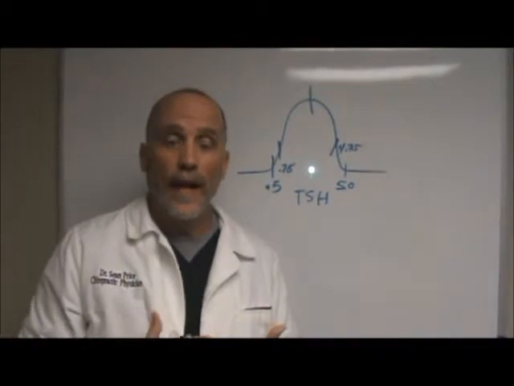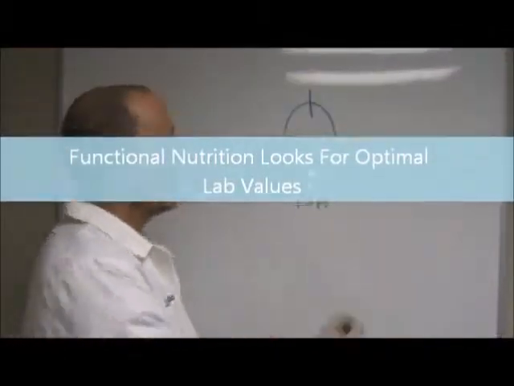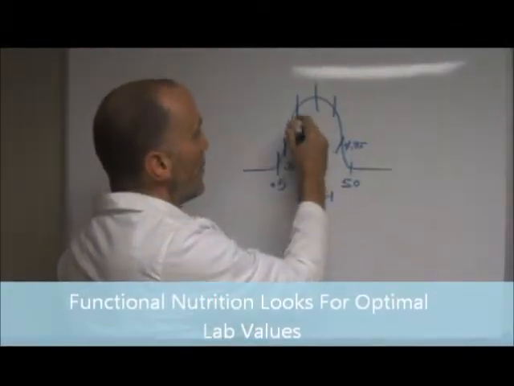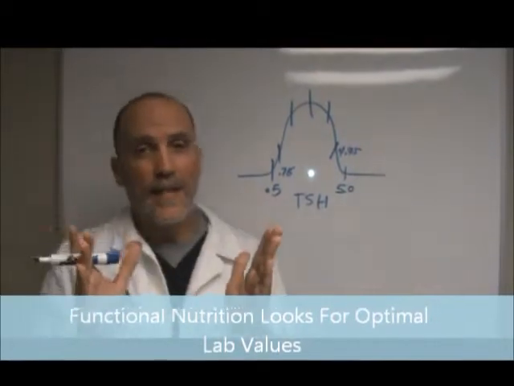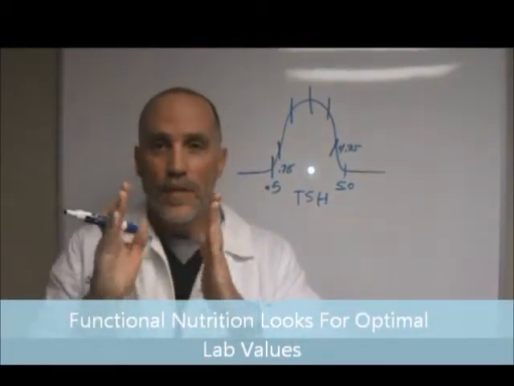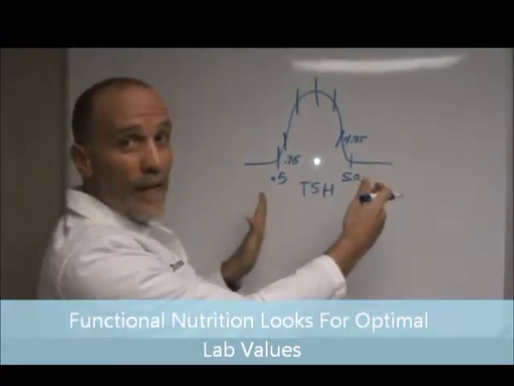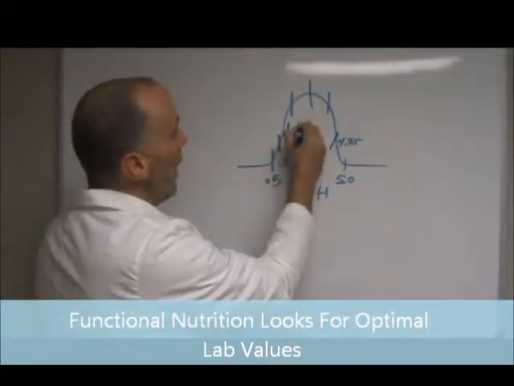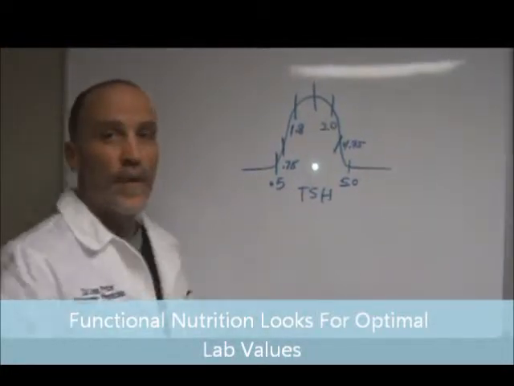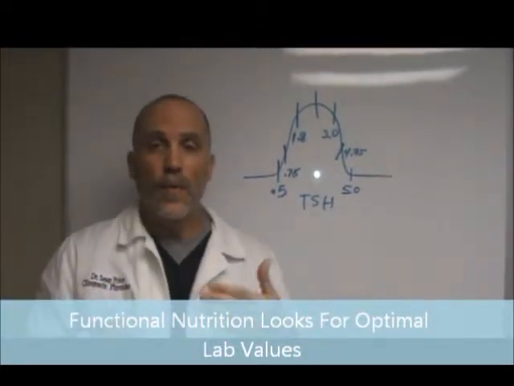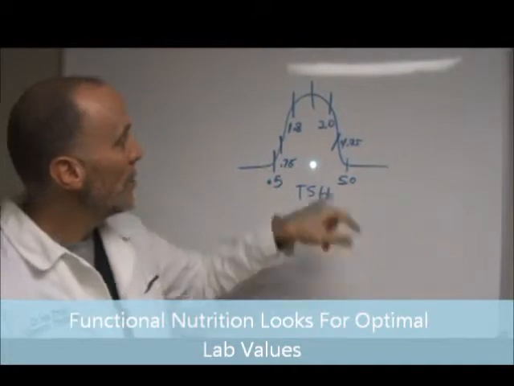So the way that we look at it as functional nutritionists is we actually look at optimal. Okay, so we're wanting to see what is optimal function for this specific lab value. So instead of going with this 0.5 to 5.0, we're looking at 1.8 to 3.0 is what we want to see for that.